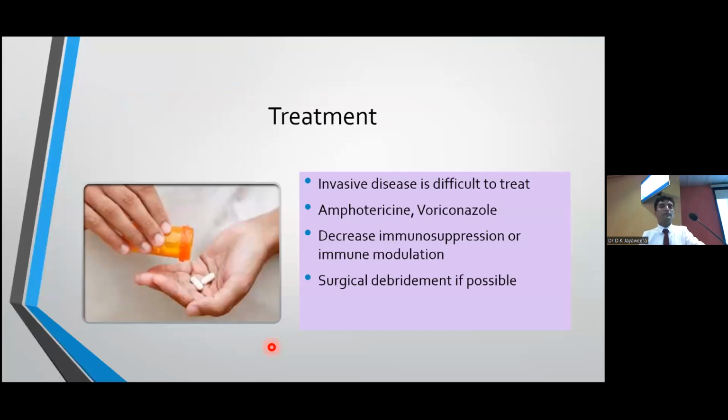Usually these patients are treated with voriconazole, or if the patient is severely ill, we can use IV amphotericin as well. Another important thing is the cause of the immunosuppression. If we can reduce the steroid dose or the immunosuppressive dose, that also plays an important role in managing this kind of patient. And surgical debridement is recommended if there is no response to the treatment.